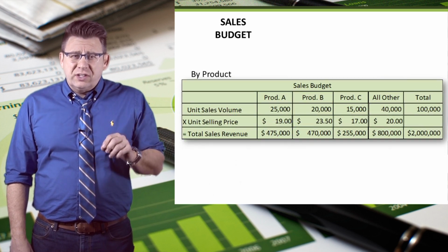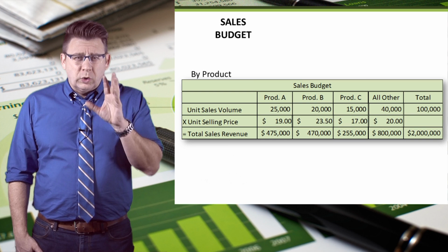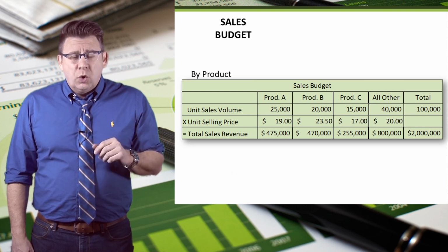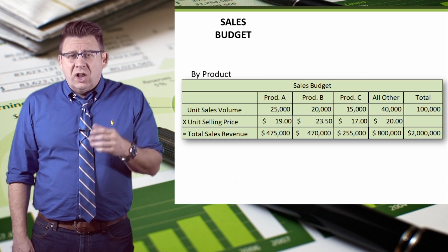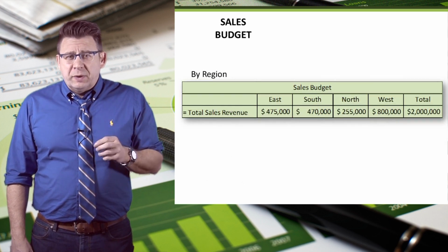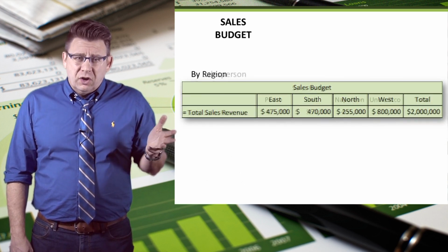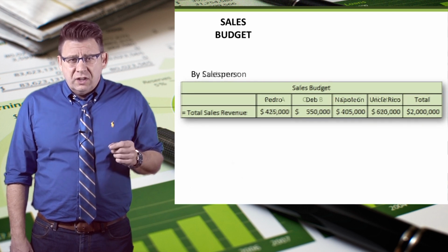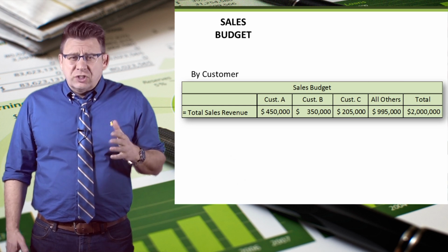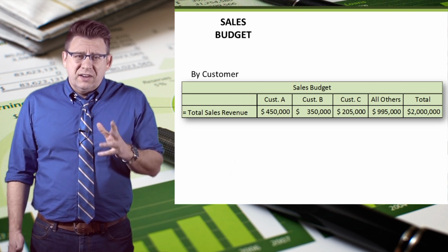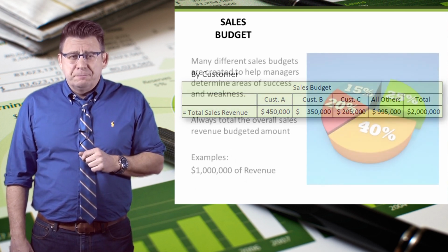A sales budget is also usually prepared by product, where a company lists its top 5 or 10 products and then all others together. A sales budget could be prepared by region or by salesperson, and by customer, where a company's top 5 or top 10 customers are listed and then all others combined.